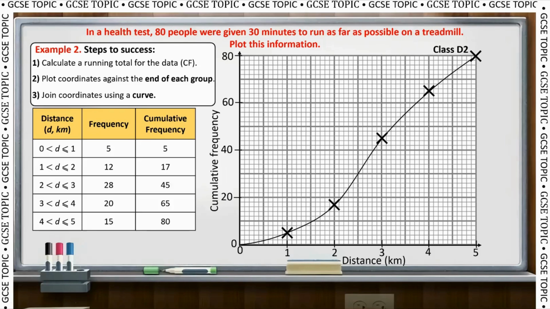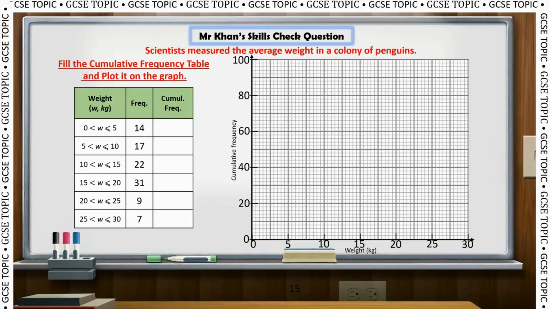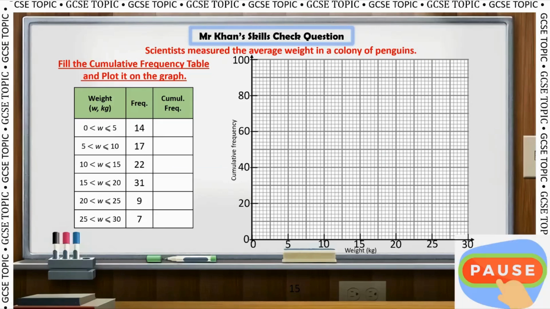Now that you have seen my worked examples, I would like you to apply the knowledge I have shared by attempting Mr. Khan's skills check questions. Here is a Mr. Khan's skills check question. So please press pause and have a go at the question on your screen. Once you have completed the question, press play to mark your answer.